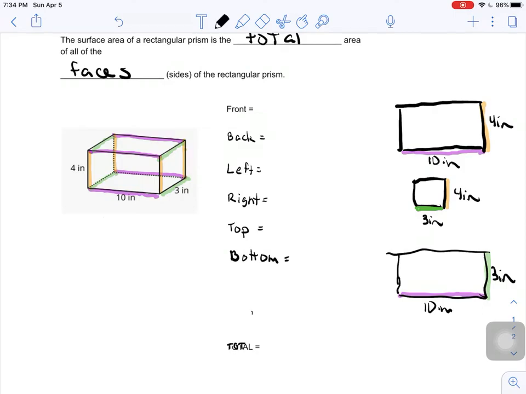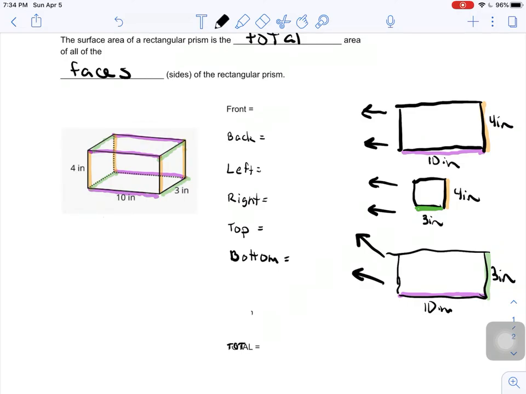So what we did is we just went through and we drew a picture of what the front and the back of the box look like, what the left and the right of the box look like, and what the top and the bottom of the box look like. So this is going to be the front and the back. This will be the left and the right, and then this will be the top and the bottom, because again, front and back are the same, left and right are the same, top and bottom are the same. So now what we're going to go through is we're going to find the area of each of those sides one at a time.